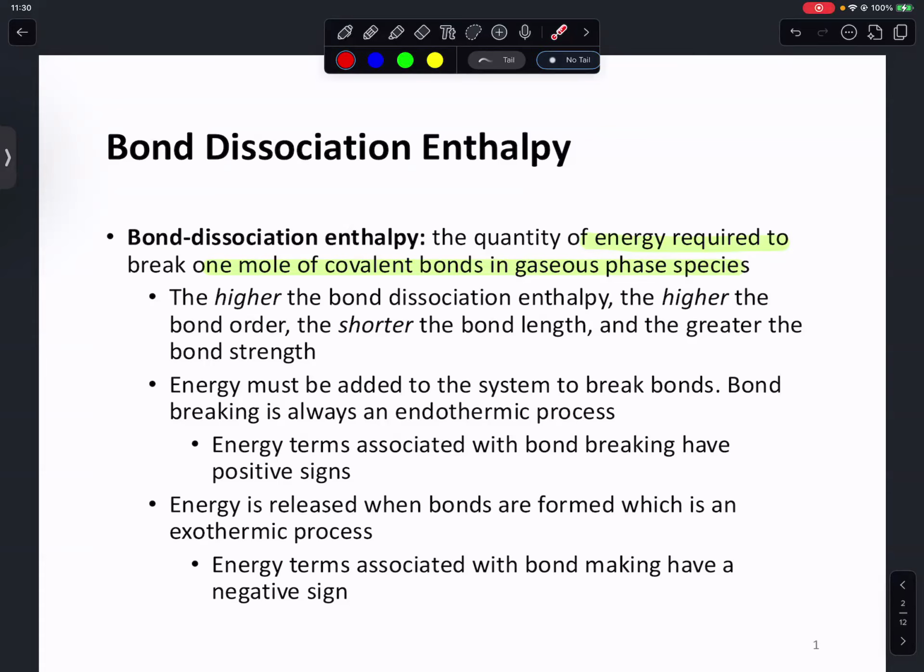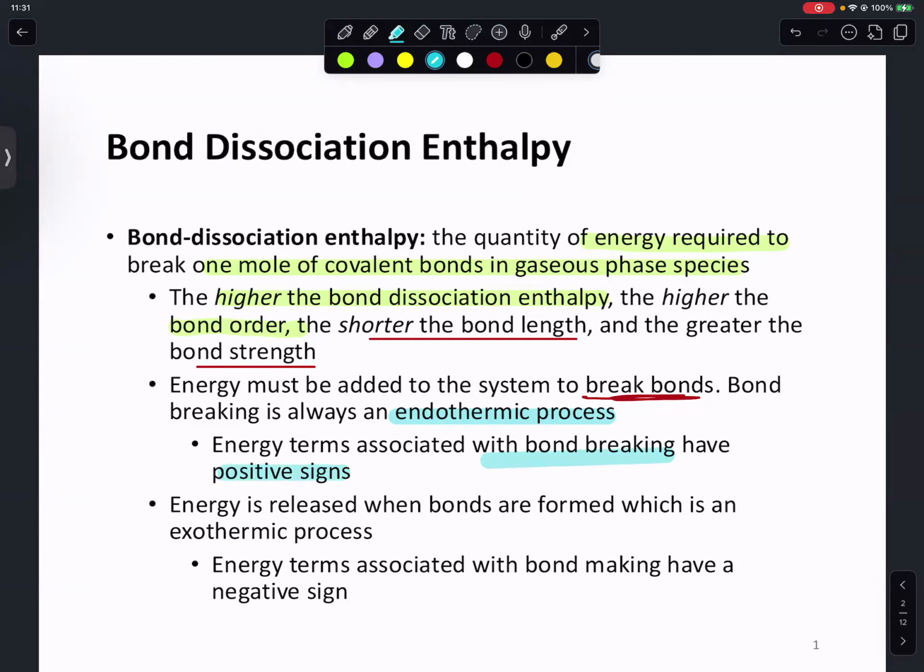And in general, a higher bond dissociation enthalpy indicates a higher bond order, therefore a shorter bond length, and therefore greater bond strength. Now, in general, also, energy must be added to break bonds. And if energy is added to break bonds, this is known, and we learned about this before, as an endothermic process, because our system, in this case the bonds, are going to be broken, so they're absorbing energy. And energy terms that are associated with an endothermic process have, of course, positive signs.